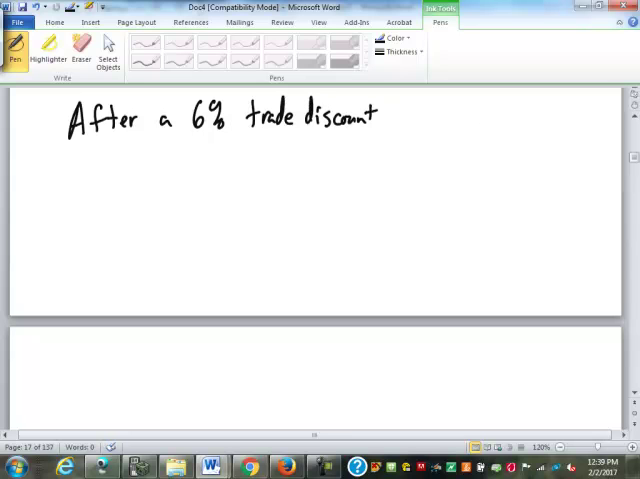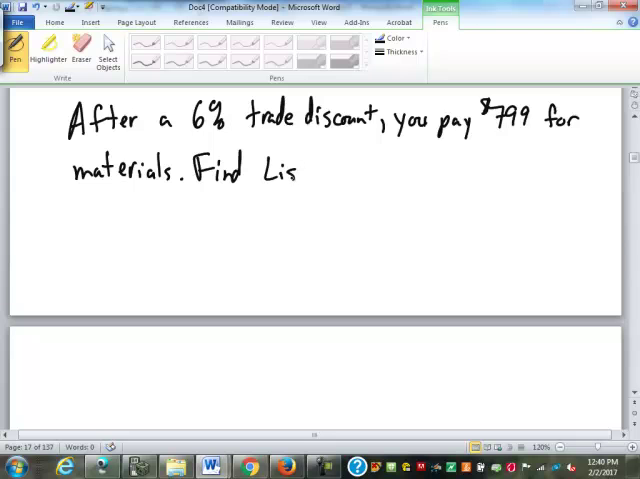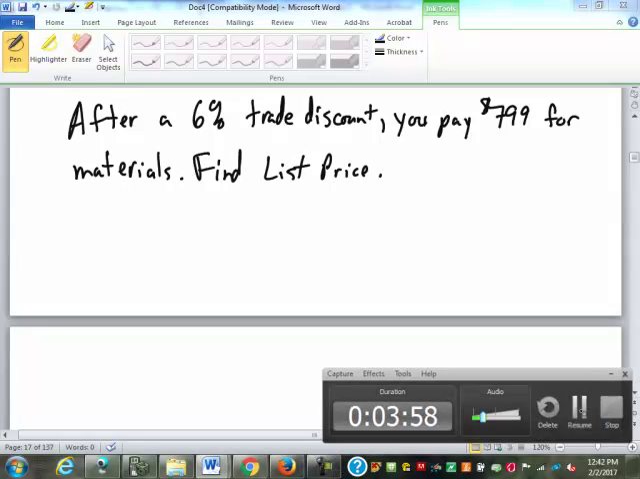Let's say after a 6% trade discount, you pay $799 for materials. Find the list price. In other words, find what the full price was before your discount. I'm going to give you a couple minutes to work.